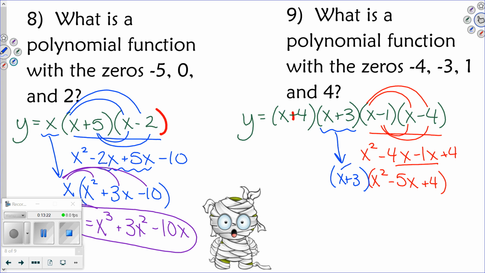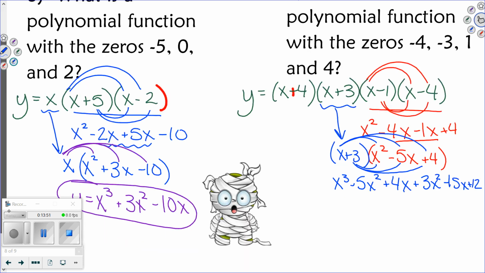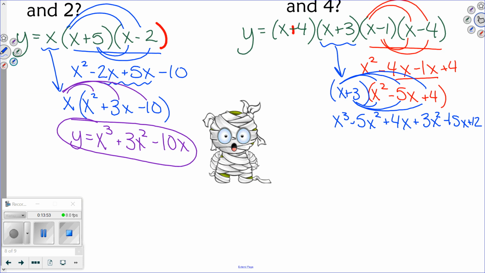All right, so distributing here, we get x cubed minus 5x squared plus 4x. Then we distribute the 3 through, so 3x squared minus 15x plus 12. Aren't these fun? All right, clean it up a little bit.